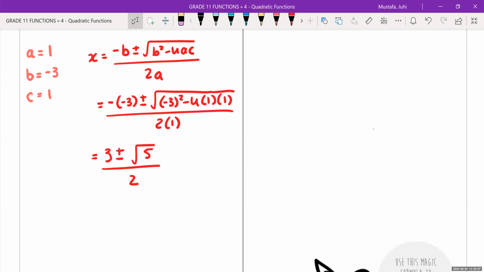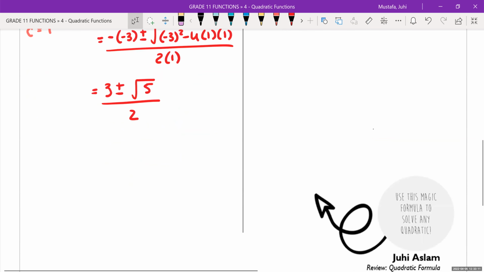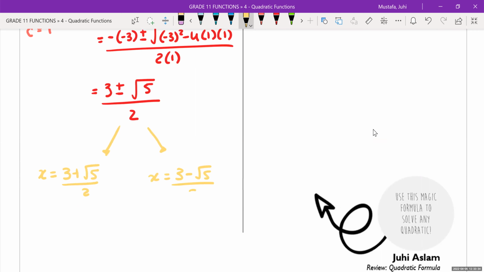Now, if you're wondering what is the purpose of the plus and the minus, from this step your question can be split into 2 different parts. You can have one part that is your positive value, and you can have another part that is your negative value. So I like to split it up and write it as x is equal to 3 plus root 5 over 2, and x is equal to 3 minus root 5 over 2.